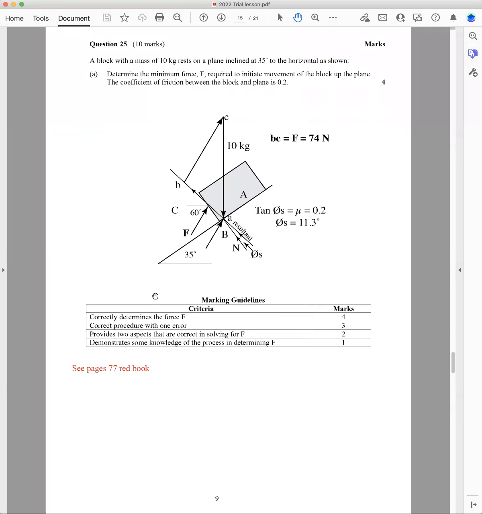Next question was not very well answered. I think only 1 or 2 of you got this right. So you've got a block of mass 10 kilograms, and the incline plane is 35 degrees. You've got to determine the force to initiate movement of the block up the plane. So the block has got the tendency to go up the plane, so therefore the force of friction will go down the plane. And so you work out what the angle of friction is.